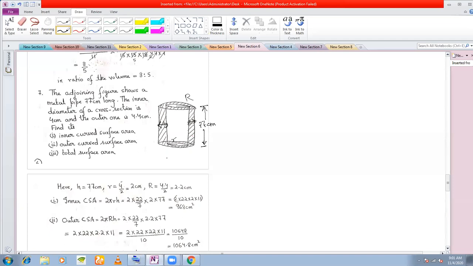There's no question of inner height and outer height. The height remains the same. The inner diameter of a cross section is 4 centimeters. What do you mean by a cross section? If you cut the cylinder from here, then what area will be visible to you? You will see this circular ring. The circular ring will look something like this.